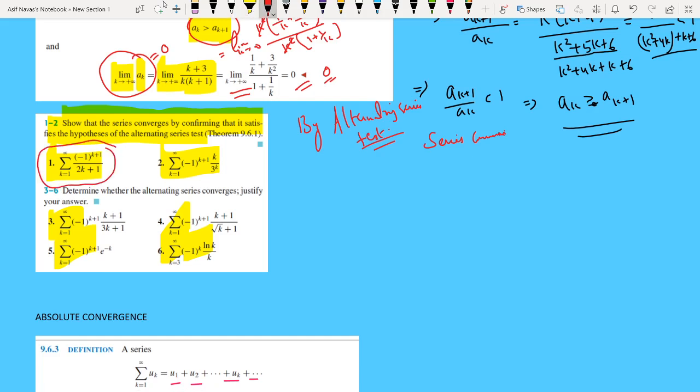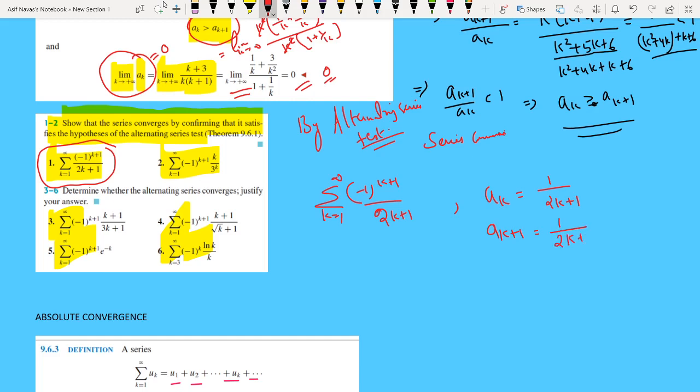We can do this problem together. Now tell me, limit k tends to infinity of minus 1 power k plus 1 divided by 2k plus 1. So what is ak? Tell me what is ak? 1 by 2k plus 1. Now what is ak plus 1? 1 by 2k plus 3.